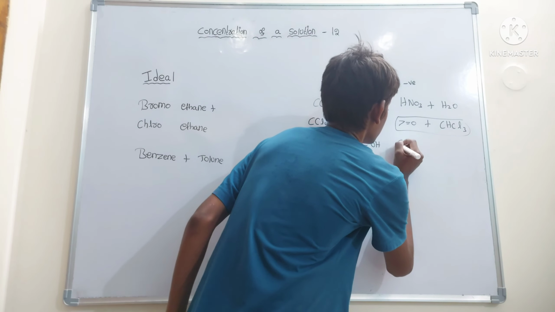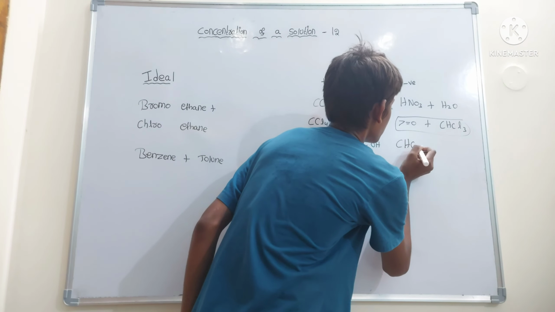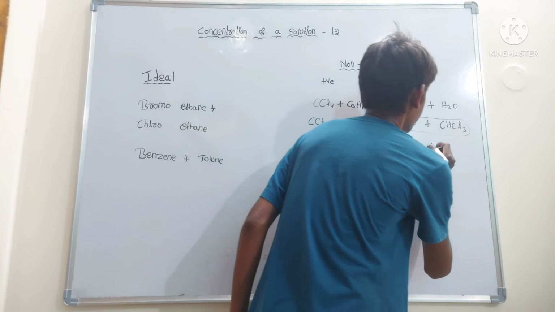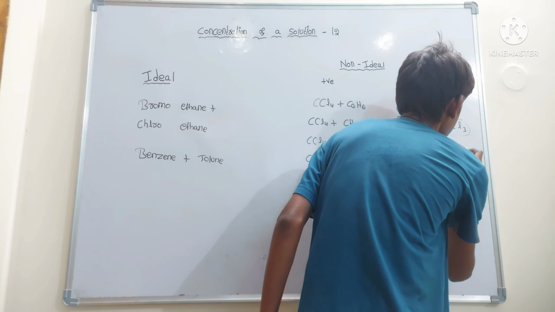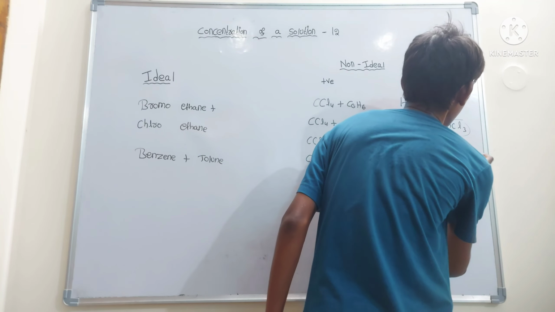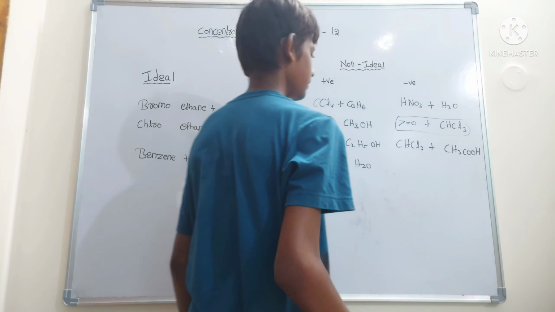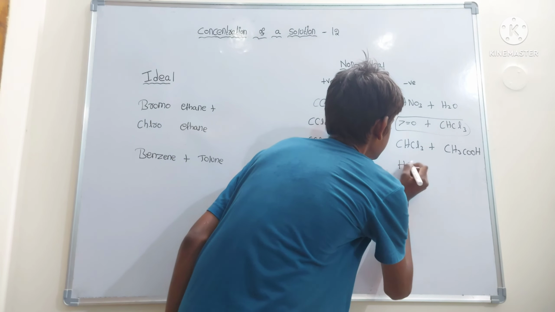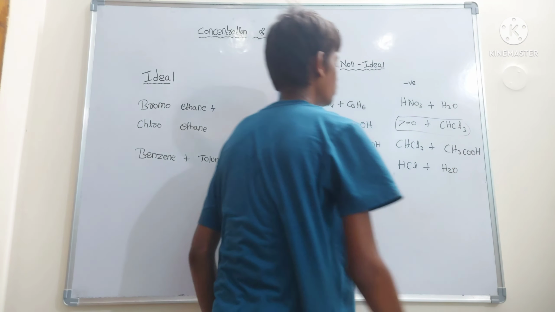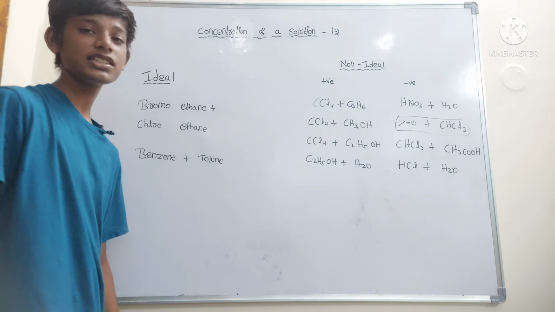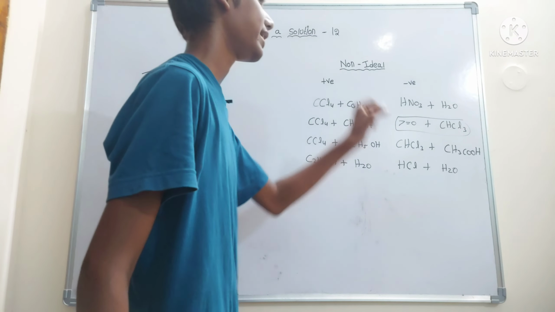And chloroform plus acetic acid, CH3COOH. And next example, HCl plus H2O. And these are the examples of ideal and non-ideal solutions.